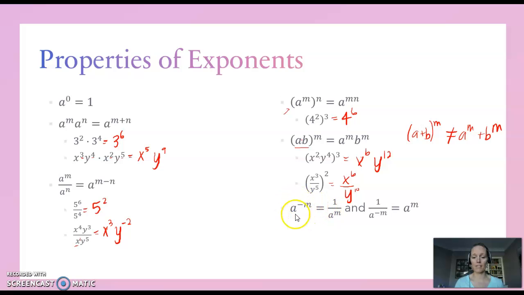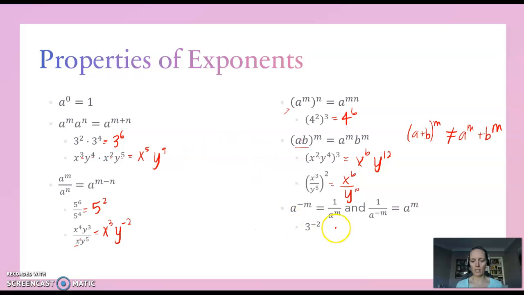So all I've done is I've taken my term and I've moved it to the other side of the fraction to make the exponent a positive. Same thing would be true if the negative is in the denominator. So if I have 1 over a to the power of negative m, I can move this term up to the top, and when I move it to the top of the fraction, it becomes a positive m.